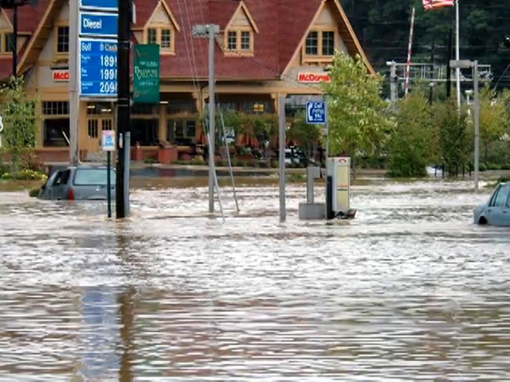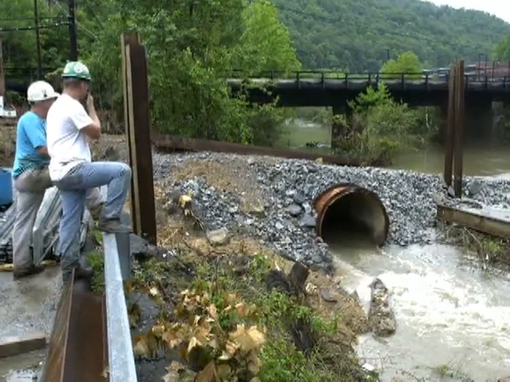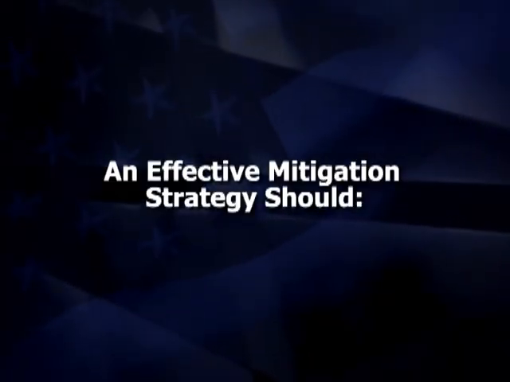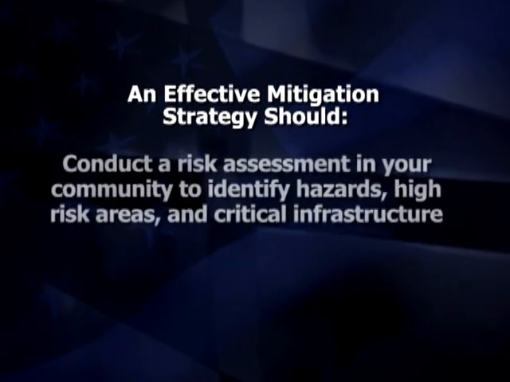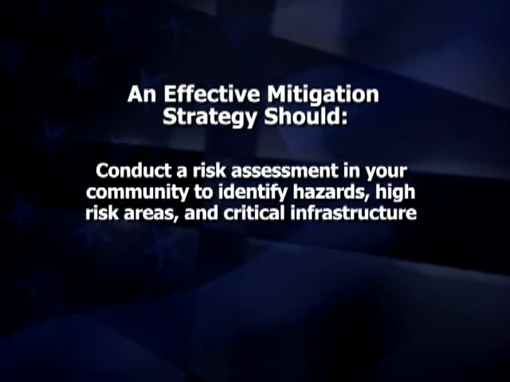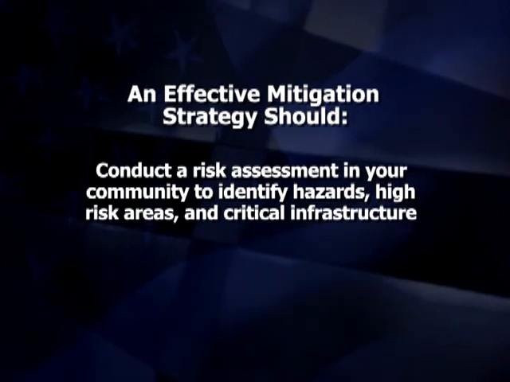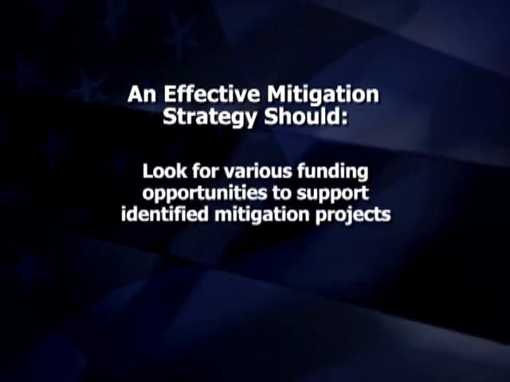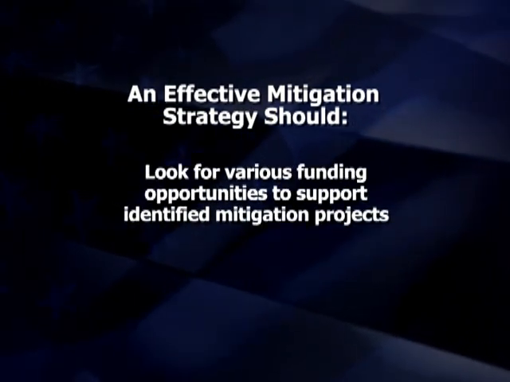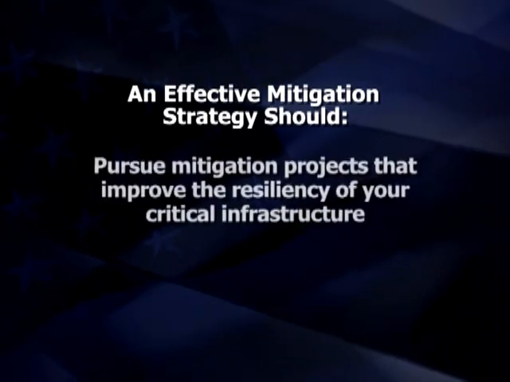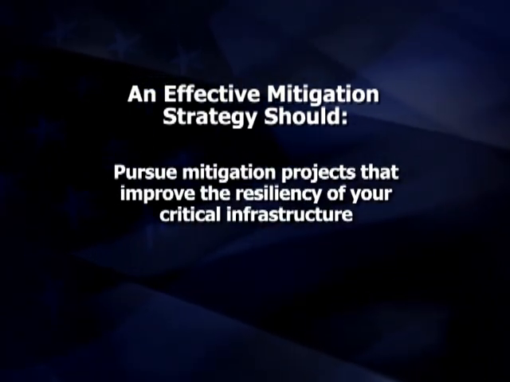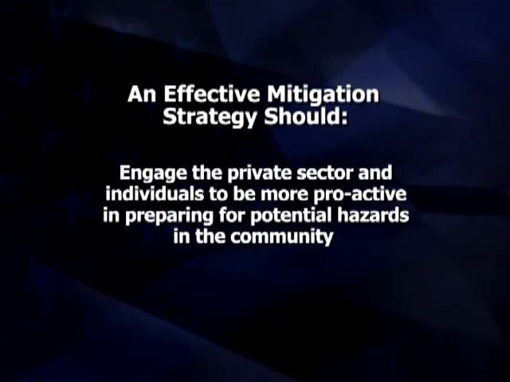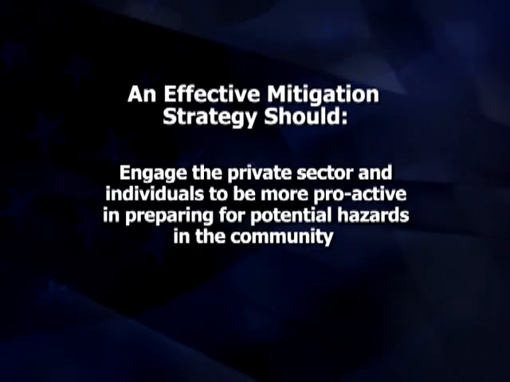FEMA requires the state and local communities to develop mitigation plans before getting funds for mitigation projects. In developing an effective mitigation strategy, communities should conduct a risk assessment to identify hazards, high-risk areas, and critical infrastructure. Identify existing and potential mitigation projects. Look for various funding opportunities to support identified mitigation projects. Pursue mitigation projects that improve the resiliency of your critical infrastructure. Engage the private sector and individuals to be more proactive in preparing for potential hazards in the community.